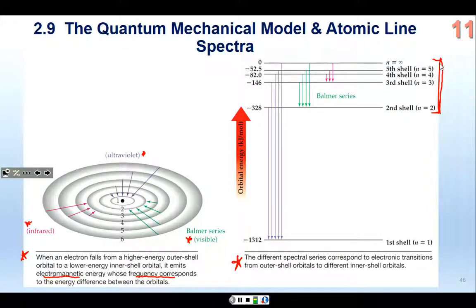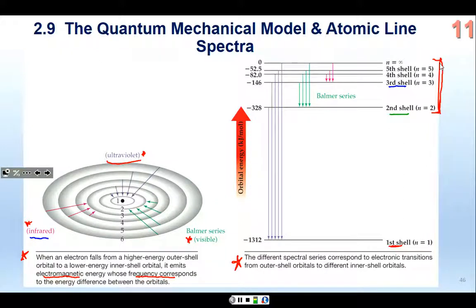So these UV ones are going back down to shell number 1, the first shell. The infrared ones are quite a different thing. They're going to come back down to a 3rd shell. And the ones in between, apparently, in this diagram are the ones that are going down to the 2nd shell. And so they're coming from some higher energy down to the 2nd shell.